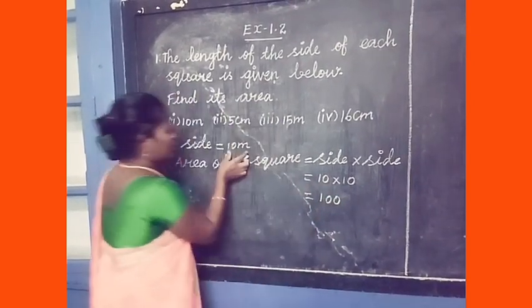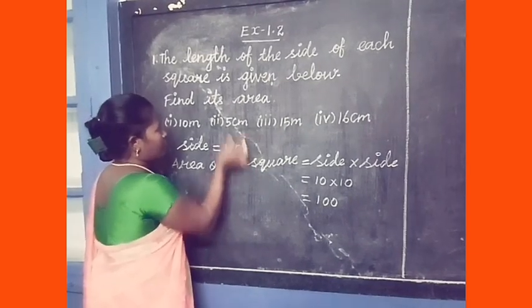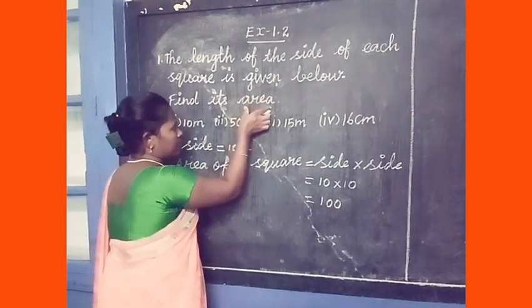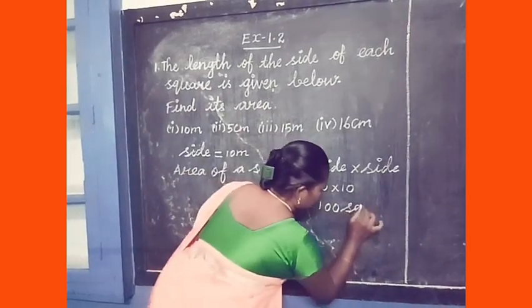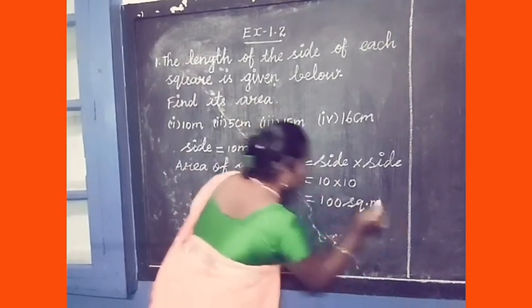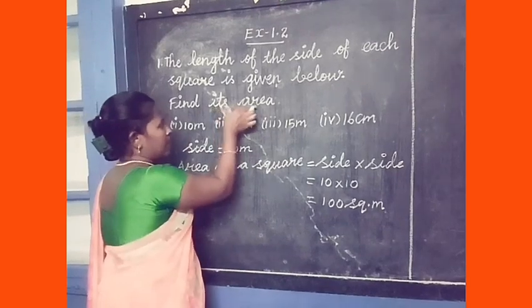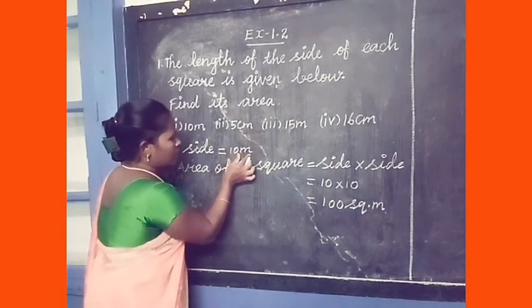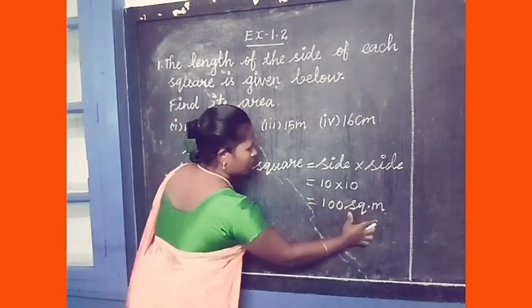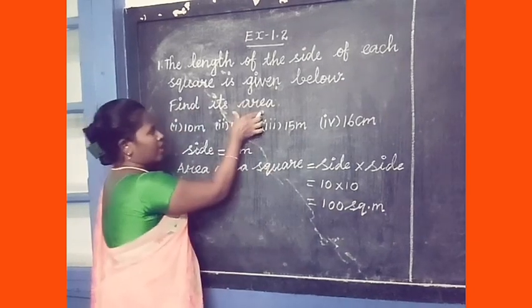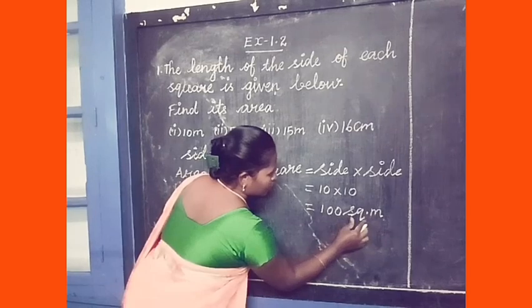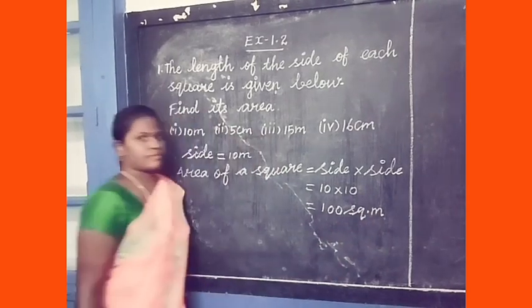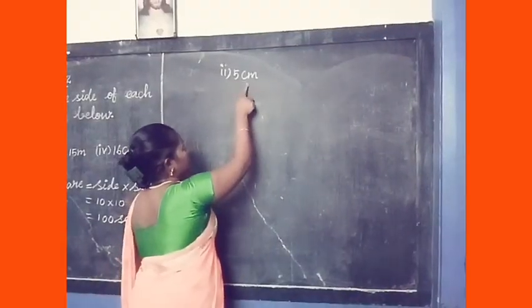So what is the unit value? Meter. When we find the area, we write square meter. When you find the perimeter, what is the unit value? Only meter we write. When we find the area, you write square meter. Second sum, 5 centimeter.